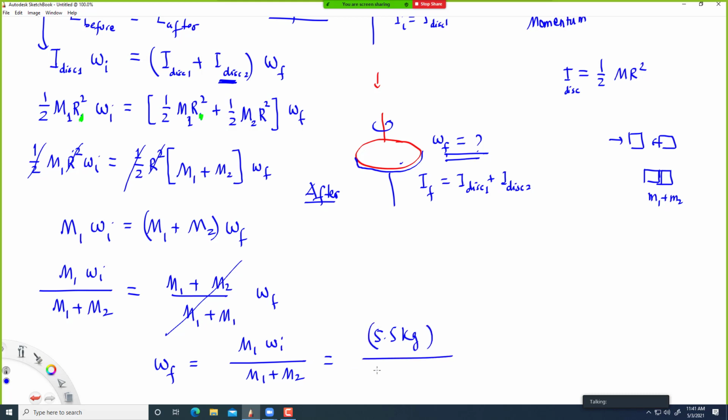M1 is 5.5 kilogram, M2 is 14 kilogram, and omega is 650 radian per second. Okay, so you do the calculation and you get double that.